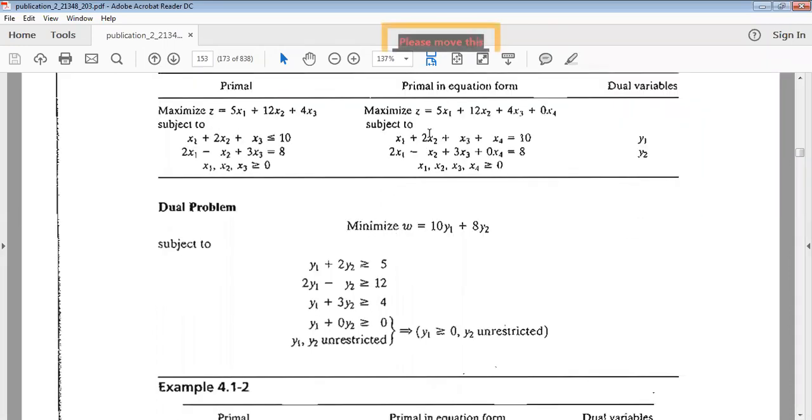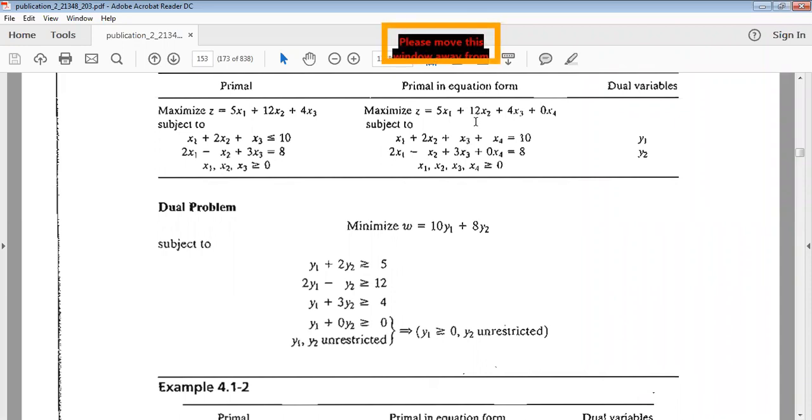So like that, you have to solve the particular thing, 10y2. And now, x1 is going to be y1, and this is y2, 2y2. y1 plus 2y2 is greater than 5. Previously it was all less than, now it is going to be greater than 5. Similarly, this is 2y1 minus y2, 2y1 minus y2 greater than 12.